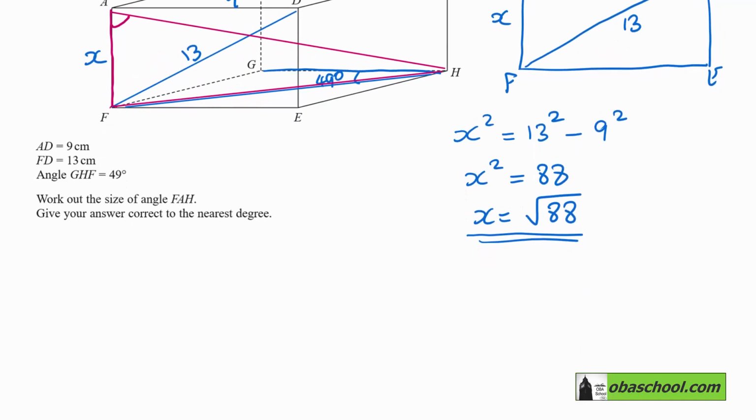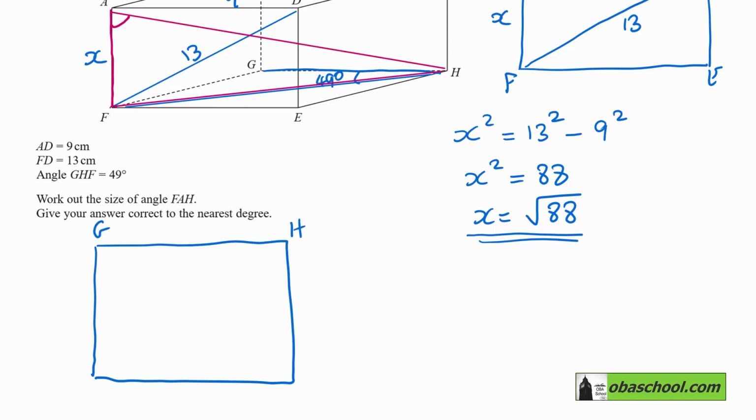If we now look at the base GHFE, so GH, if we call it in order, it's EF really, then we know that GH is going to be the same length as AD. It's going to be 9. And we were told that this angle here is 49 degrees. And that means we can work out this length, which I'll call Y. And on this diagram, that length is Y that goes across from F to H.